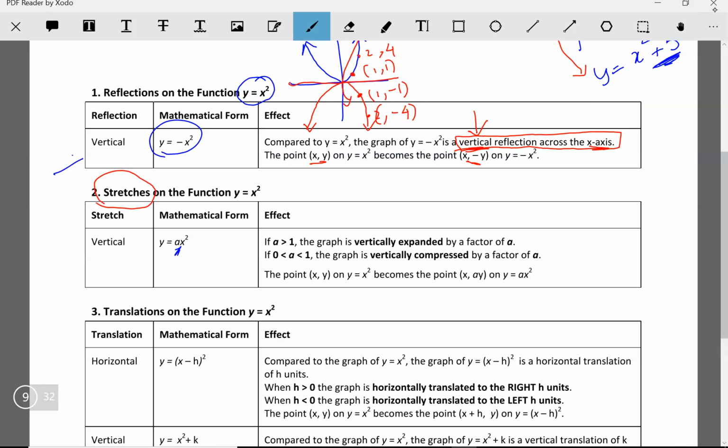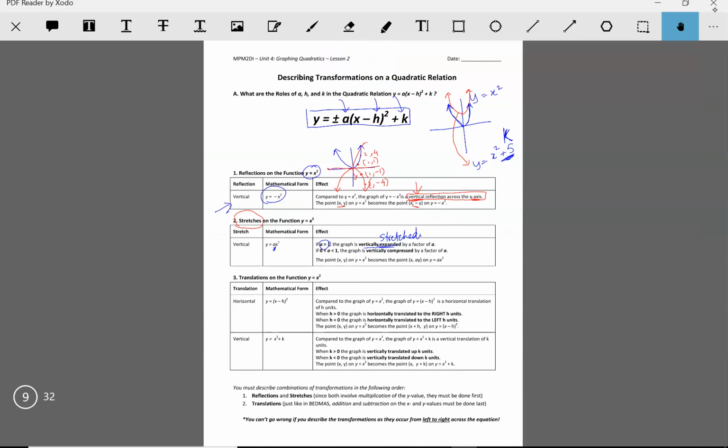So the negative is already taken care of. It doesn't matter if the a value is now positive or negative, we're just looking at the number. So if the number on the a value is greater than 1, the graph is vertically expanded or vertically stretched by a factor of a.